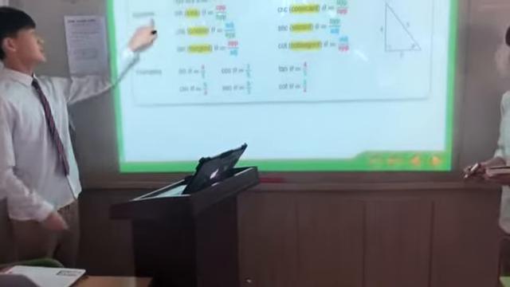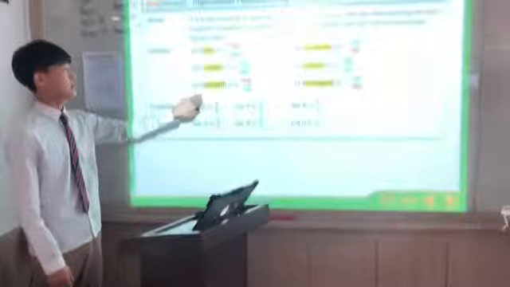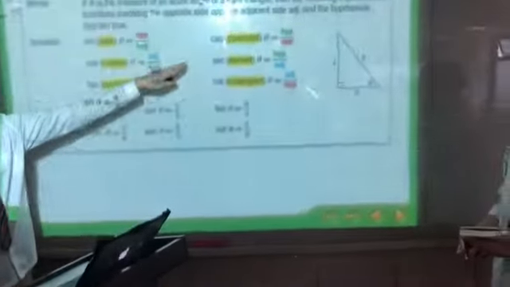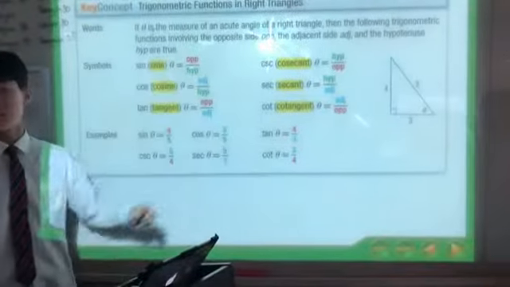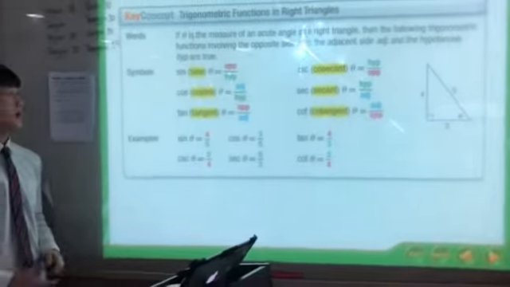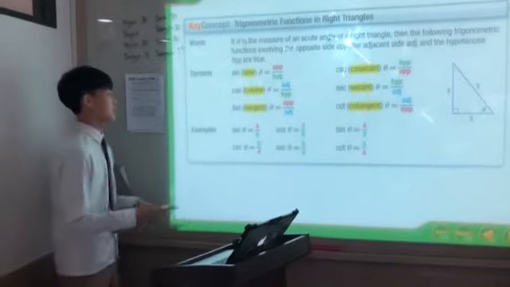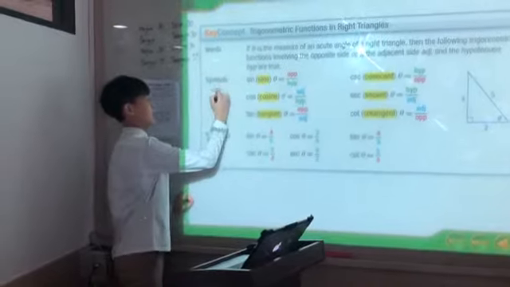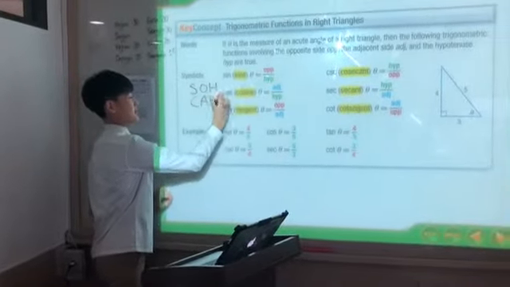Here we are learning sine, cosine, tangent, and cosecant, secant, and cotangent. These six are very important in trigonometry. So let's talk about a very good thing which is called SOHCAHTOA. Write this down because this is very useful.